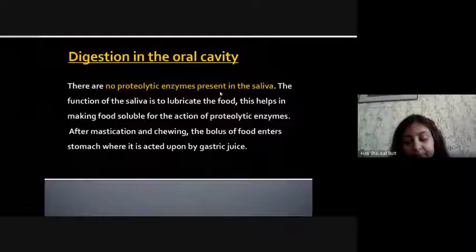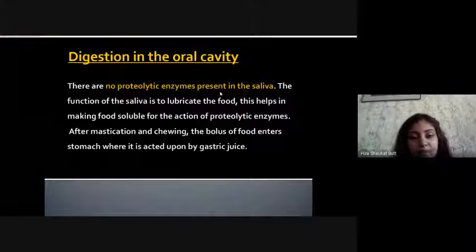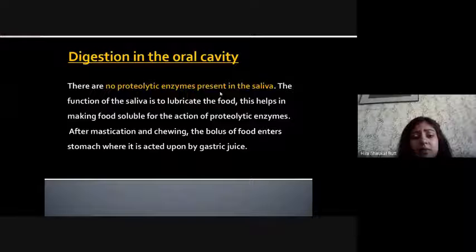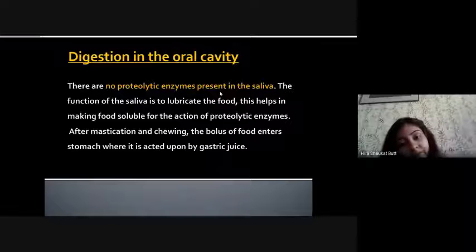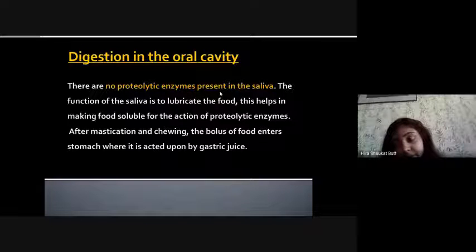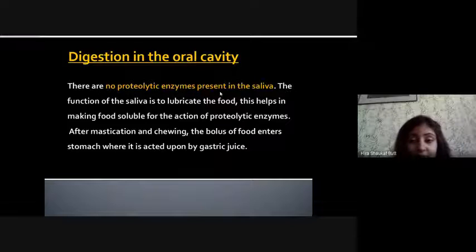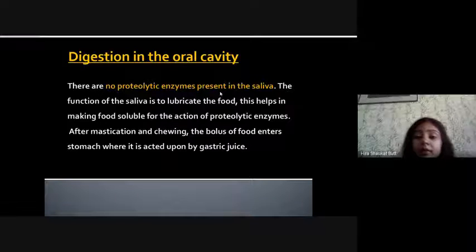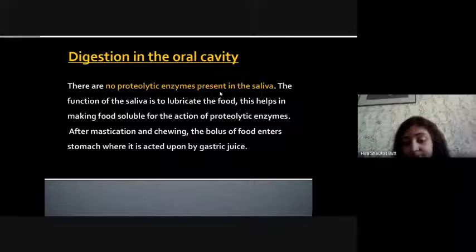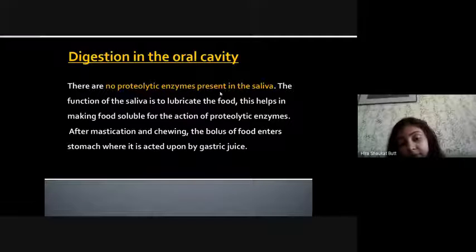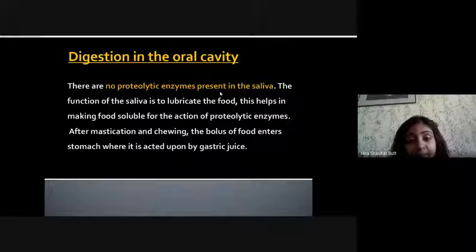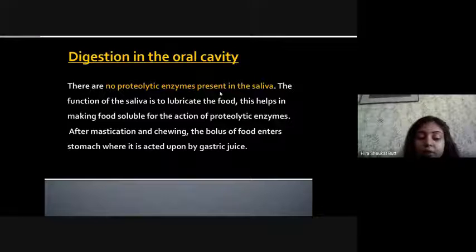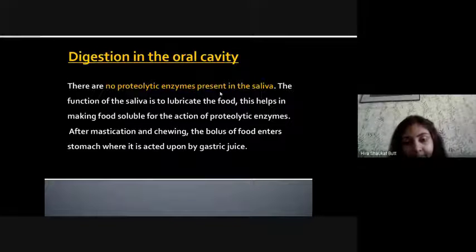So what happens in the oral cavity in the digestion of protein? There are no proteolytic enzymes present in the saliva. We know that for carbohydrate digestion, there is salivary amylase. But always remember that there is no salivary proteolytic enzyme present. So if I give you an MCQ in the paper, you must remember that saliva can lead to digestion of lipids and carbohydrates both, but there is no proteolytic enzyme for the breakdown of the polypeptide chain.